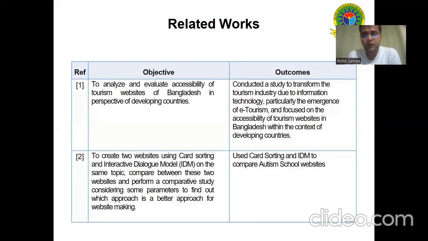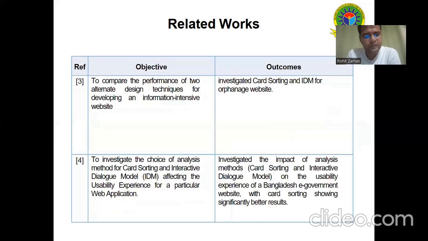And what was the outcome? They conducted a study on how the tourism industry is transformed by information technology, particularly the emergence of e-tourism, and focused on the accessibility of tourism websites in Bangladesh within the context of developing countries. Similarly, we have shown our other papers.